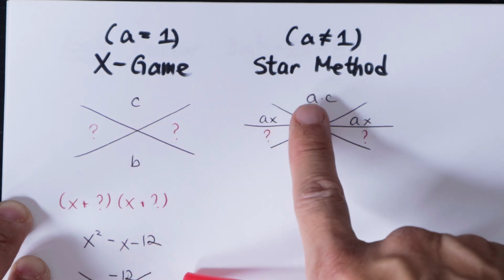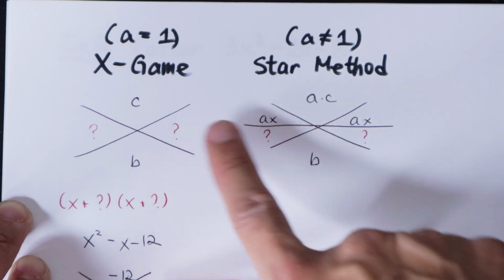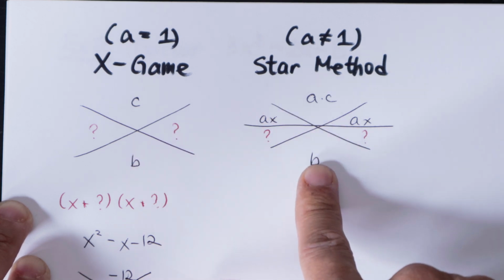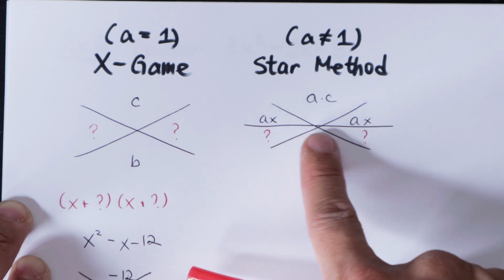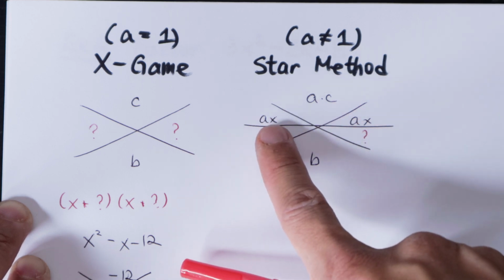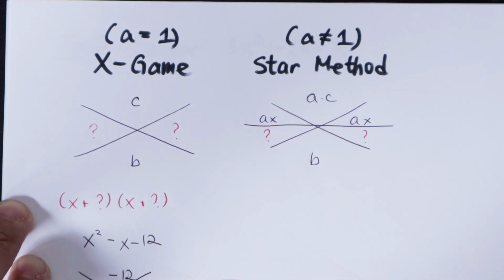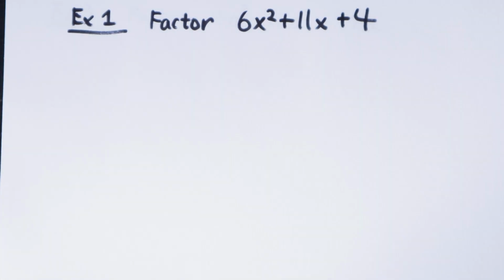On top of the star method, instead of c, you're going to put a times c. At the bottom of the star method, you still put b just like the x game, but you have an extra horizontal divider in the middle, in which you're going to put ax and ax on top. And then after that, I'll tell you what you have to do to find the two parentheses that multiply to get the original trinomial.